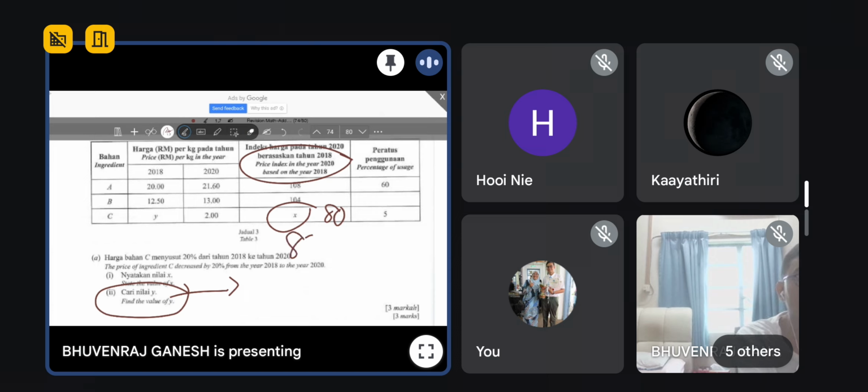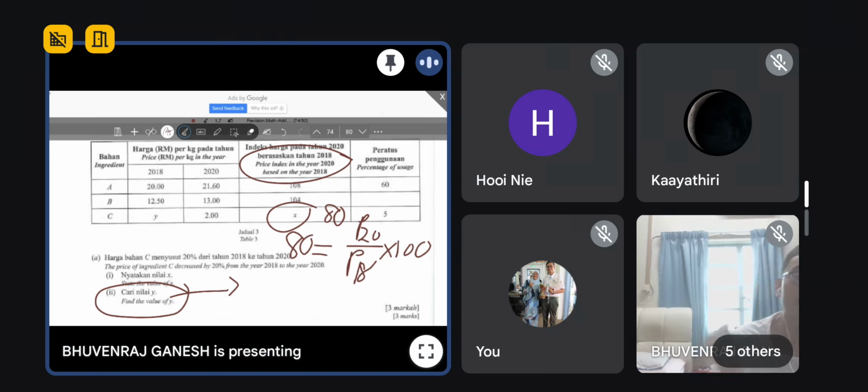80 will equal to the price in 2020 divide the price in 2018 kali 100. Ini adalah rumus kita kan untuk harga index. This is our index number formula.